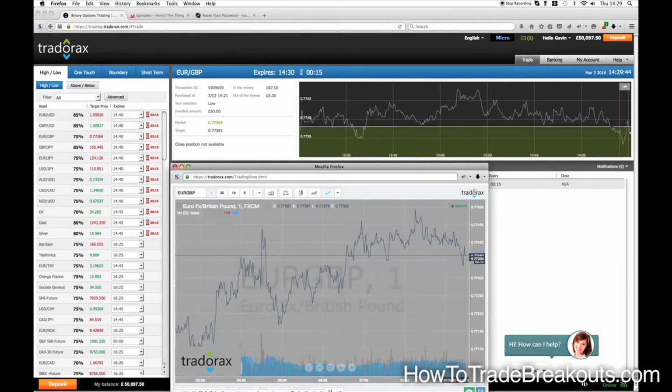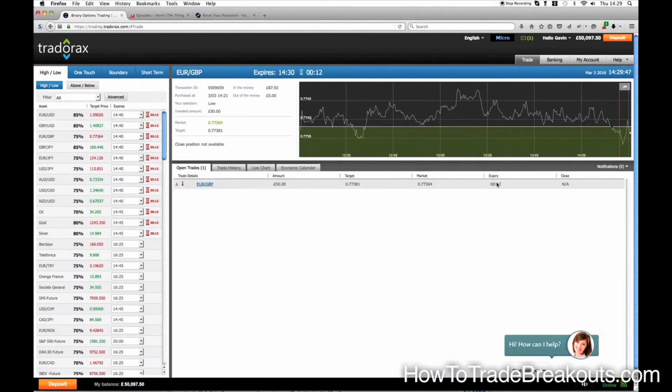Okay, let's have a look at it now. You can see on here we've got 12 seconds left on the option. Found a nice little break. It did come down and rapidly back, but because we went with the flow of the market. Here we go, expires. There we go, and we've won £87 back. That's including our original £50 bet.